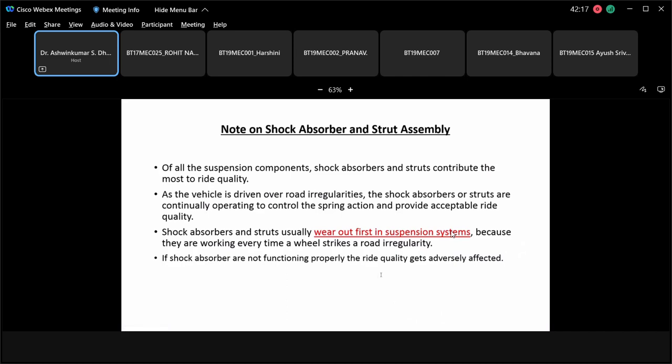Now a note on the shock absorber and strut assembly. Of all the suspension components, shock absorbers and struts contribute the most to ride quality. As the vehicle is driven over road irregularities, the shock absorbers or struts are continually operating to control the spring action and provide acceptable ride quality. Shock absorbers and struts usually wear out first in the suspension system.